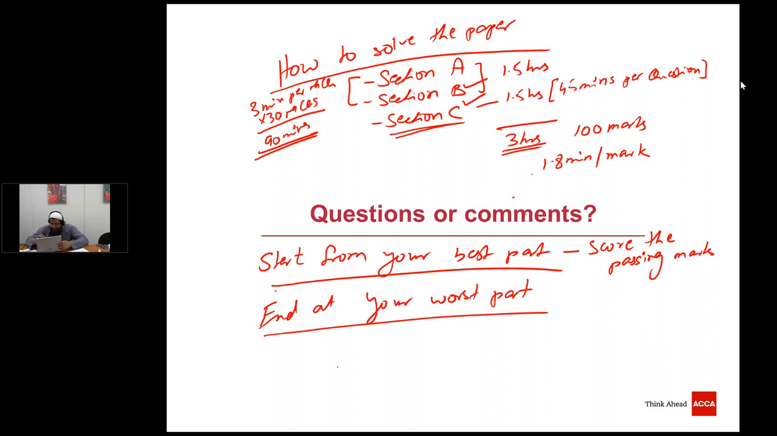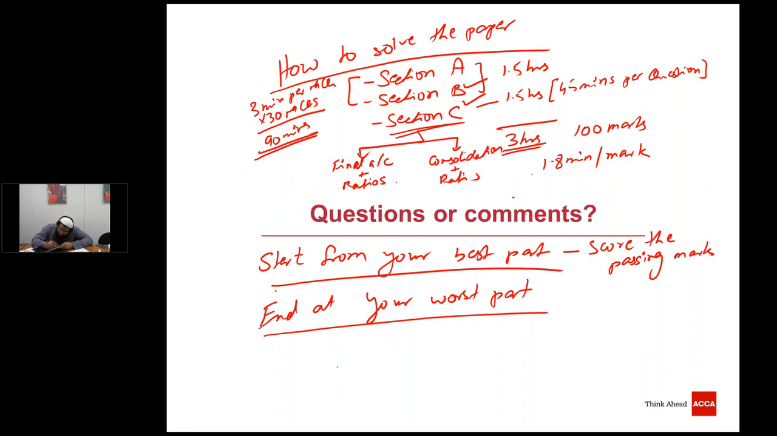Okay, I'm repeating the combination. As per my estimate, Section C is going to contain either a final accounts plus ratios or a consolidation plus ratios.